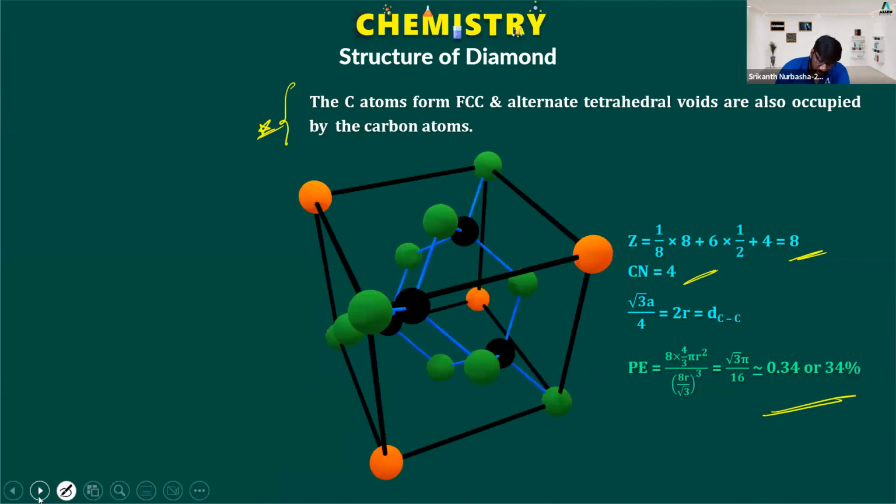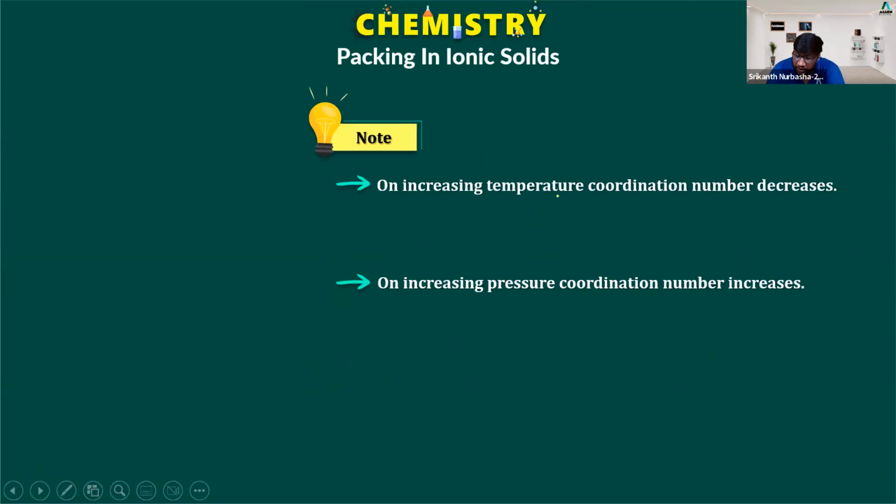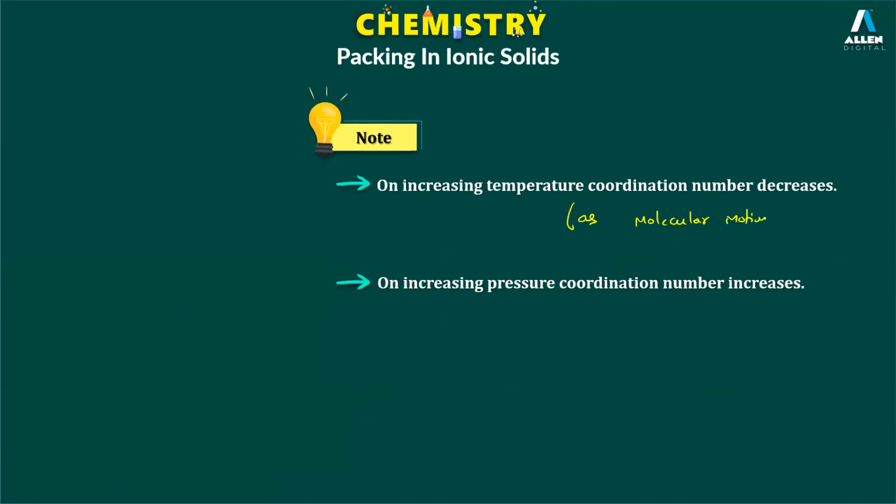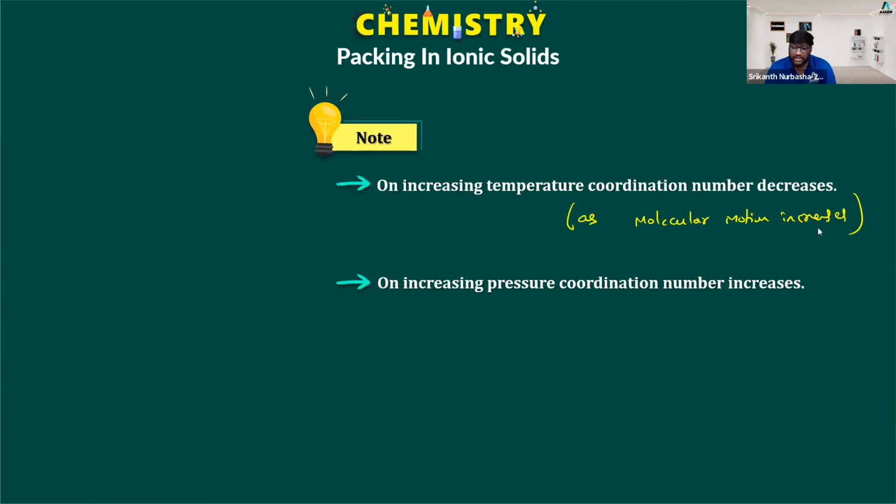So these are the different structures which you can think of. On increasing temperature, coordination number decreases as average kinetic energy increases, as molecular motion increases. And on increasing pressure, coordination number increases as particles are forced to move closer. But the pressure applied has to be very high, to actually move the respective crystal lattice particles.